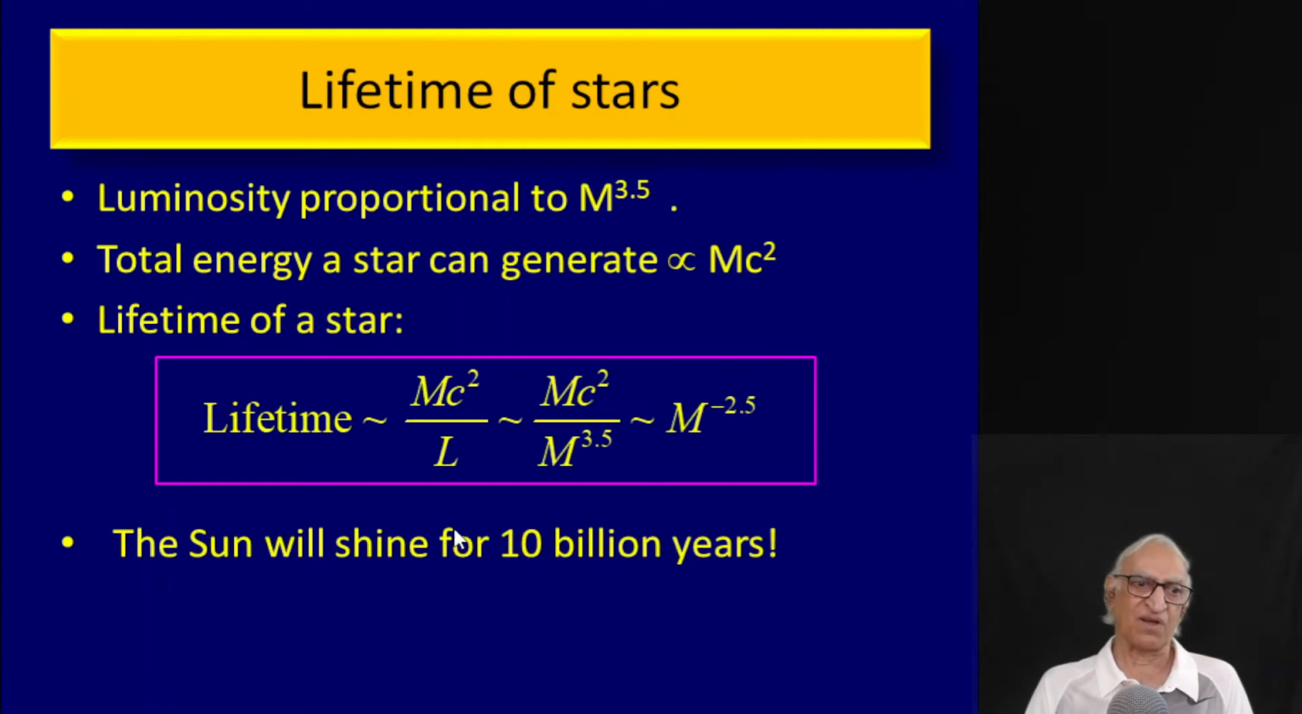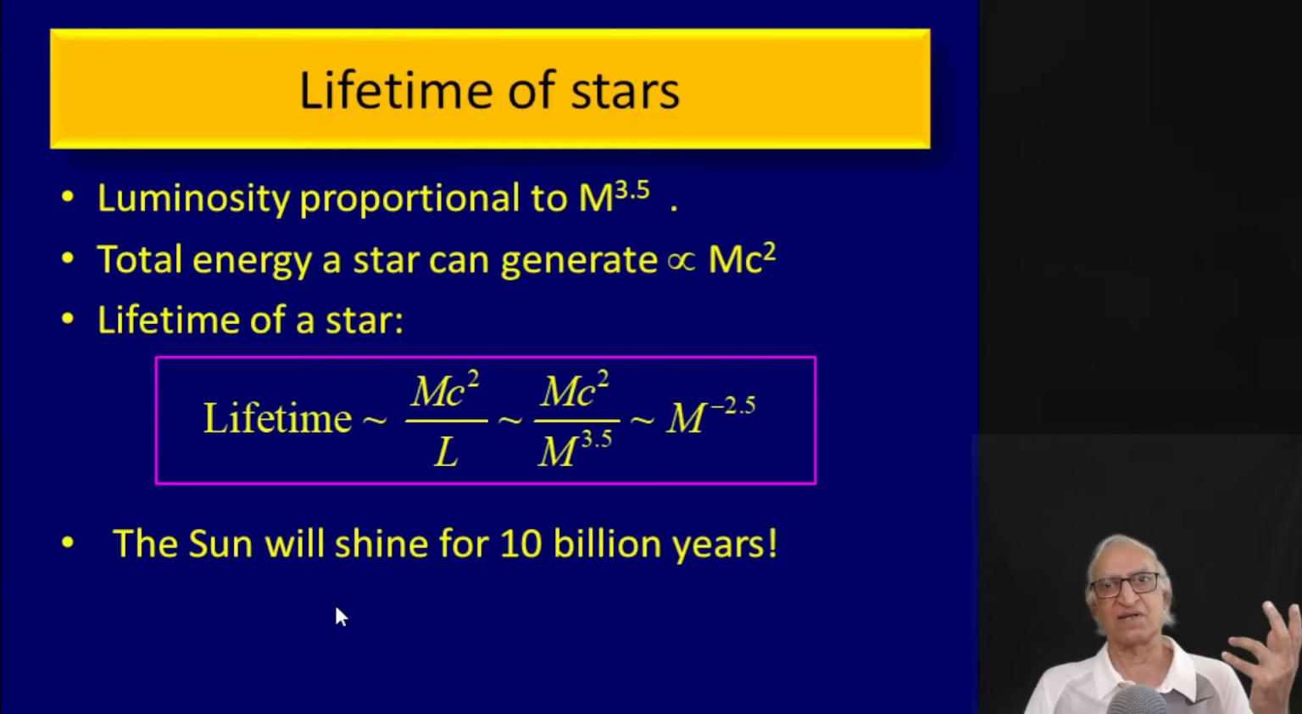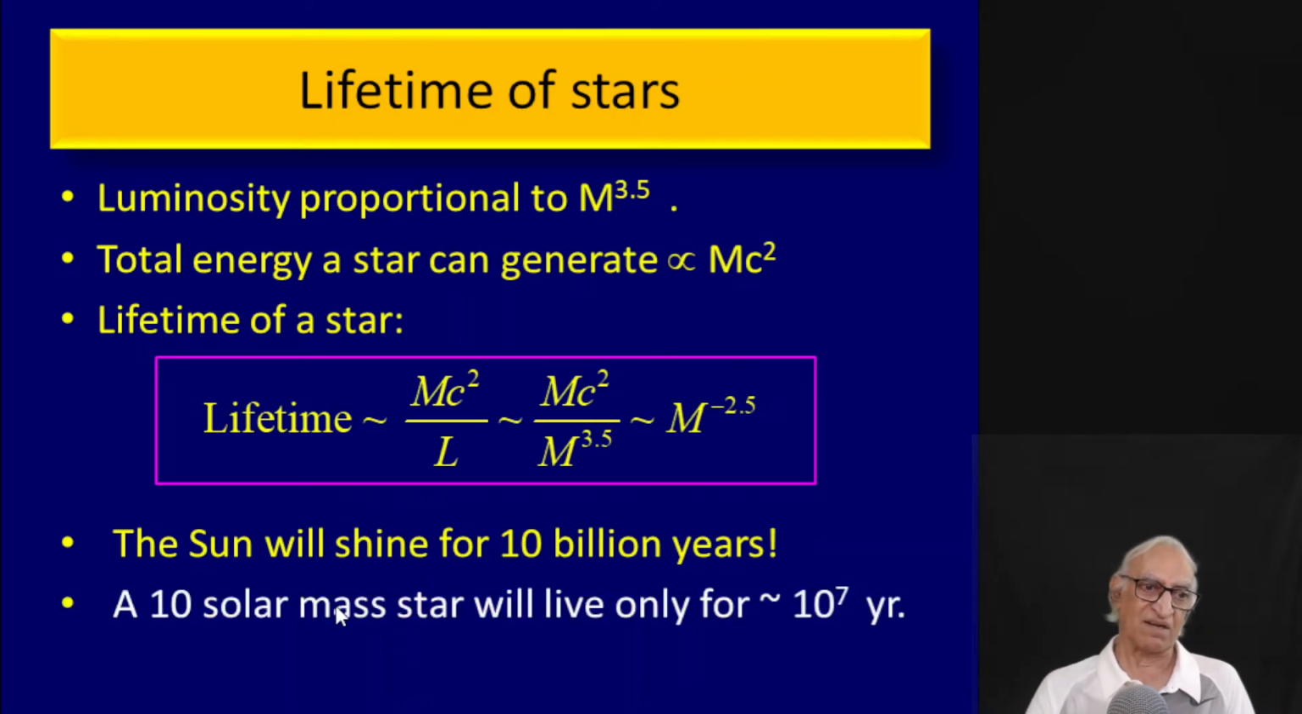So according to this formula, the sun will shine for 10 billion years. We know the sun is already 5 billion years old. It will shine merrily for another 5 billion years or more. But a star which is 10 times the mass of the sun, the kind of star that will collapse to a neutron star or black hole, will live only for 10 million years. Now this is an incredibly short time scale in astronomy. So these are some of the extraordinary conclusions Eddington drew from an incredibly simple theory of the stars.